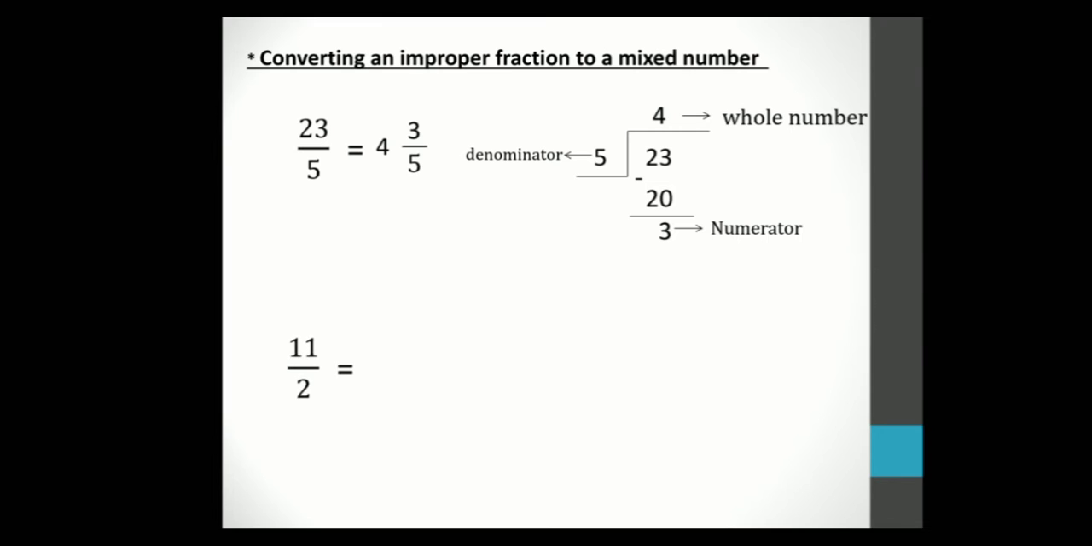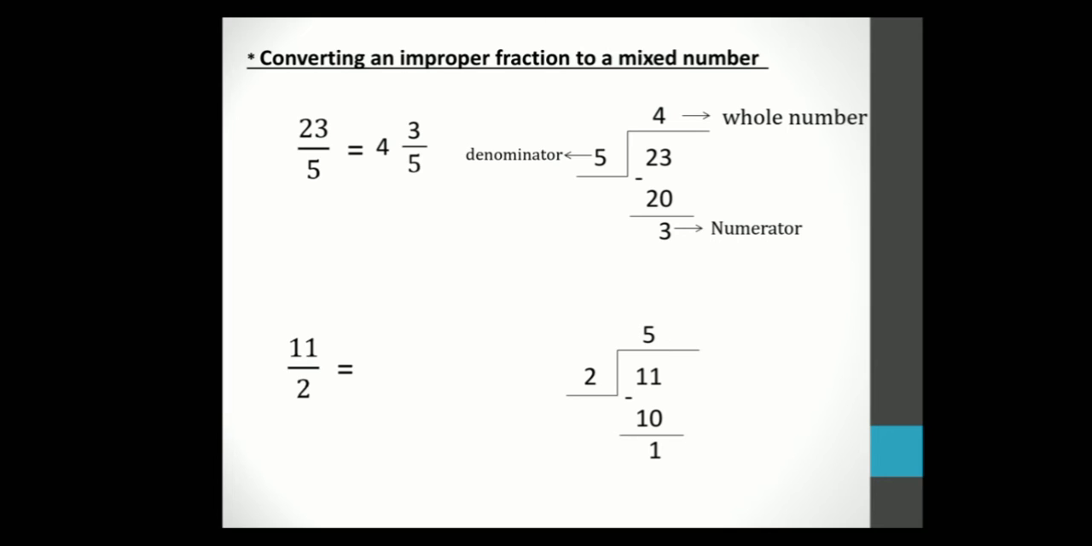Another one, 11 over 2. How can I convert 11 over 2 to a mixed number? Yes, I make 11 divided by 2. But 11 is not divisible by 2. So I get the number just before 11, which is divisible by 2. I take 10, yes. So 10 divided by 2, the result will be 5. And then I write 10 down. So 11 minus 10 will be 1.